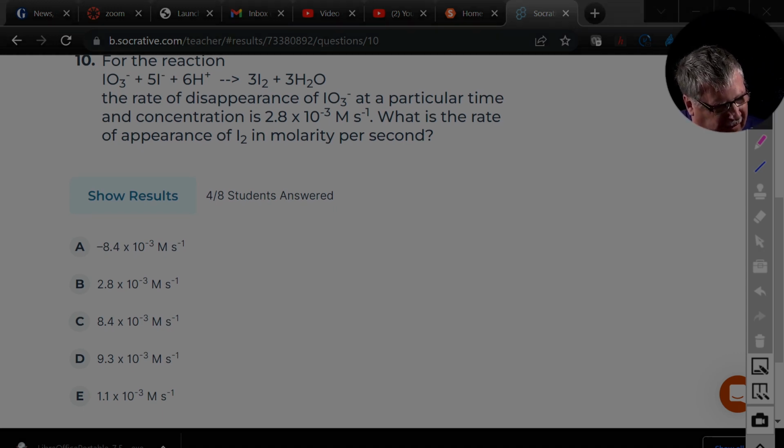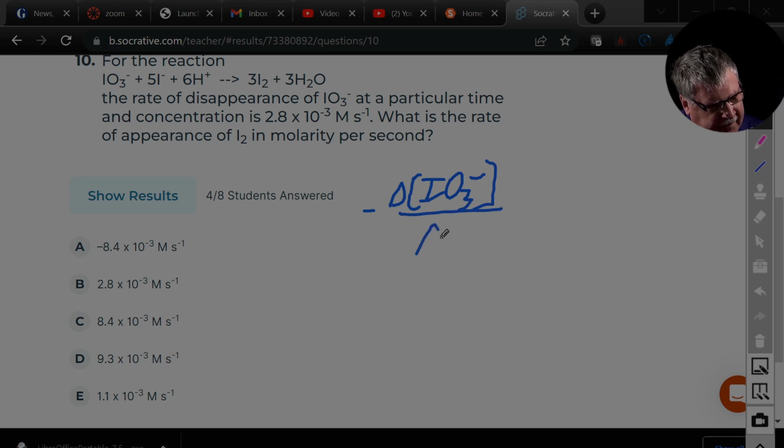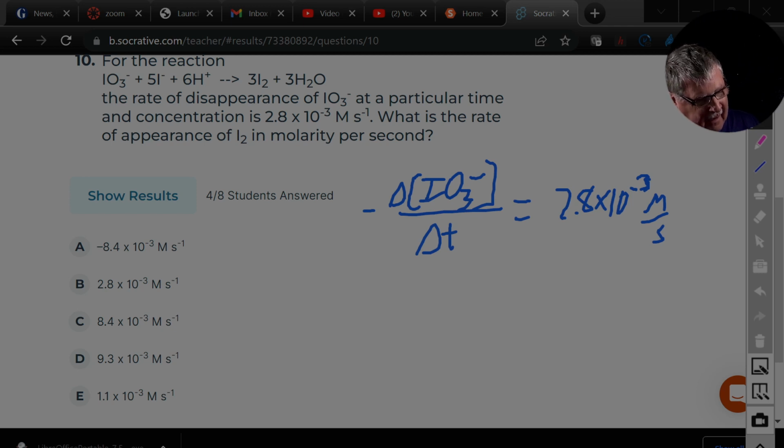You're told the rate of disappearance of iodate is 2.8 times 10 to the negative third molar per second. Now, that's the rate of disappearance. Remember, when a reactant disappears, you have to put that negative sign in front of it.